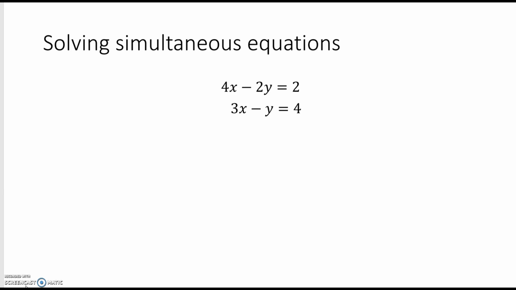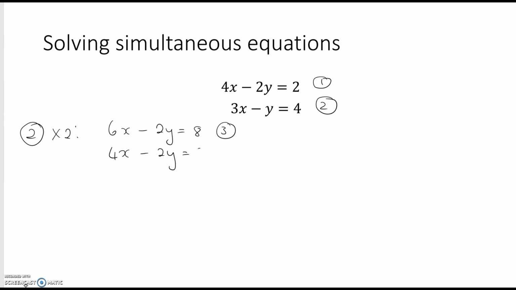We don't always have to add them together. We could do something else. In this case, it might work to subtract. Let's see. Give them a name. Might pay to make the second one twice the size. So I've multiplied the second one by 2. So I've got 6x minus 2y equals 8. And the original, call that 3, is there.